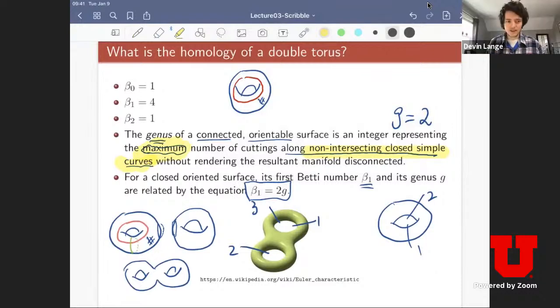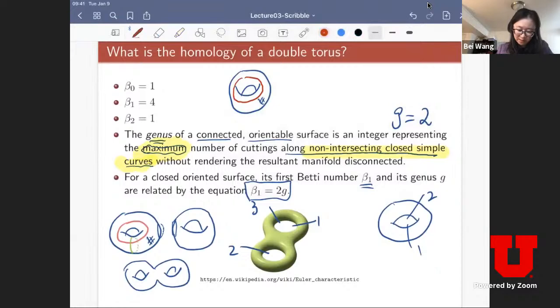So I think what I'm missing is a closed simple curve, a non-intersecting closed simple curve. So if I have the surface, let's start with a simple example.